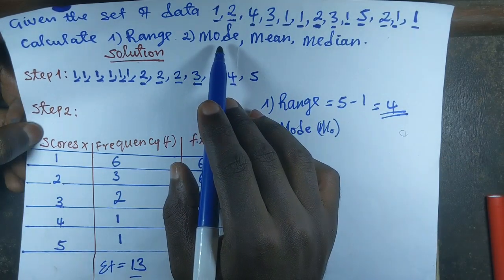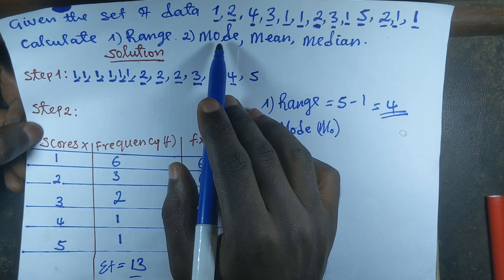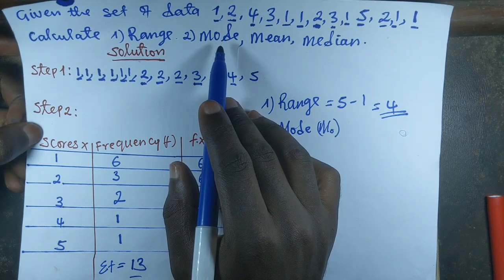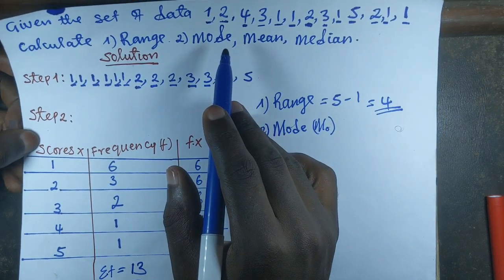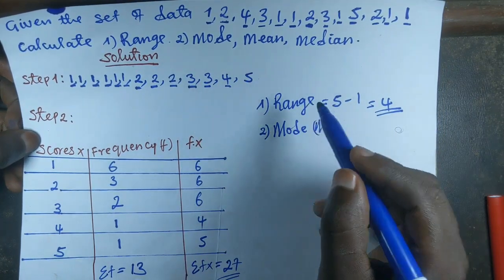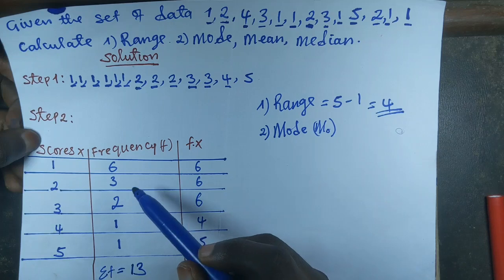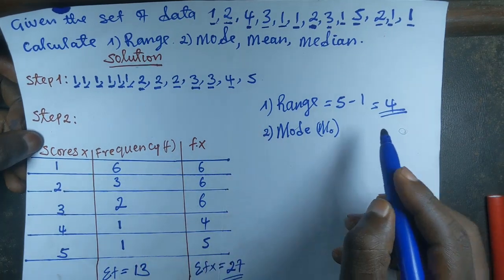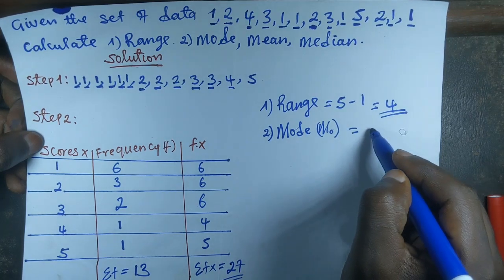The second question is the mode. The mode is the data with the highest frequency, or the item that occurs the highest number of times in a given set of data. Here we look for the number which is 1. 1 has the highest frequency, so the mode is 1.